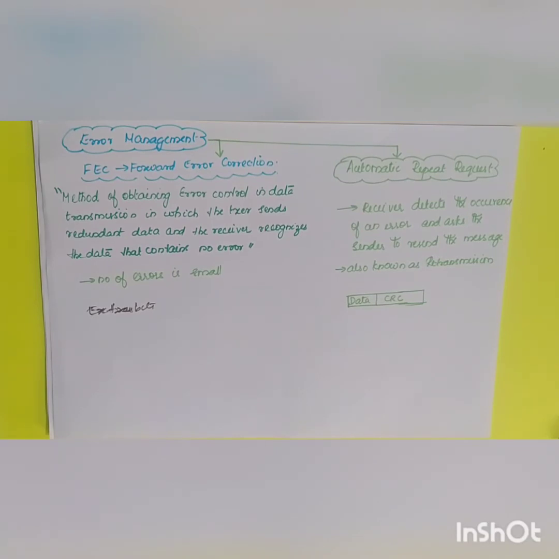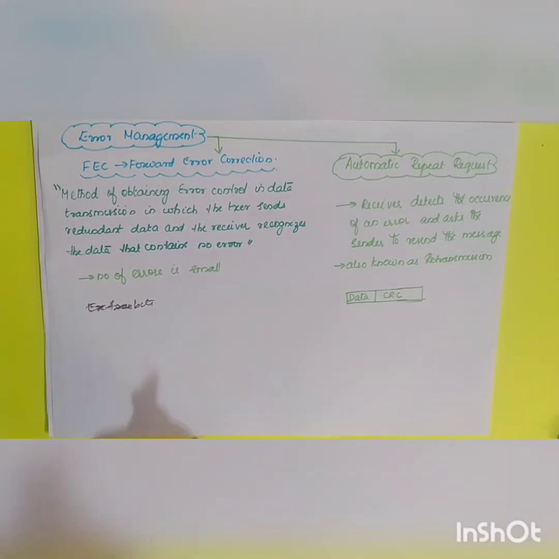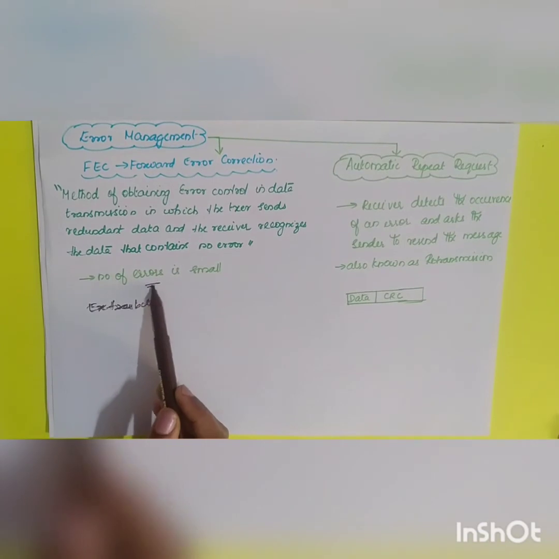Okay, so it is just like guessing. The receiver will guess the message sent along with the redundant data. It will separate the redundant bits and recognize the original data. So this is possible only if the number of errors is very small.